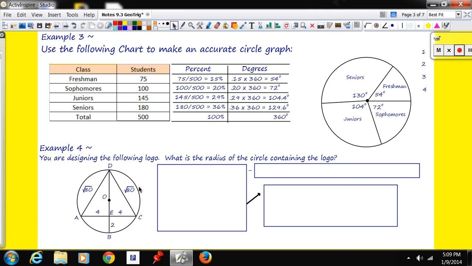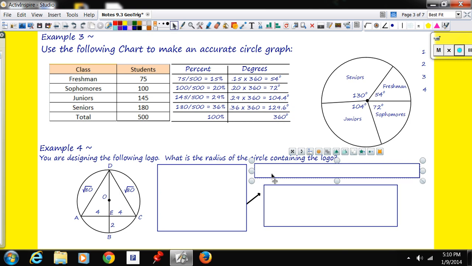Example 4, this is your new logo. You've got this triangle inside of the circle, and you want to know what the radius from O to A, or O to C, or O to B would be, what would the radius of our logo be, if these are all the dimensions of it?